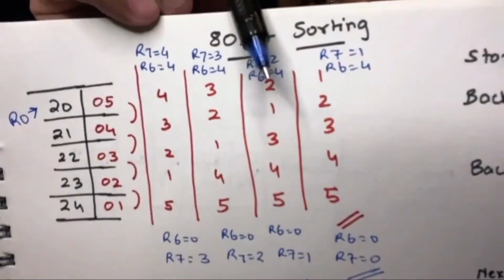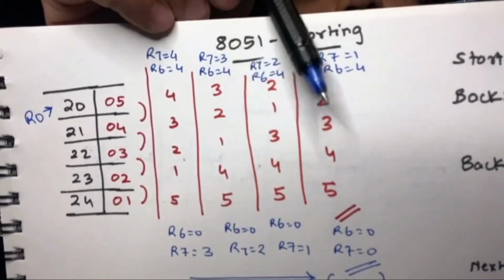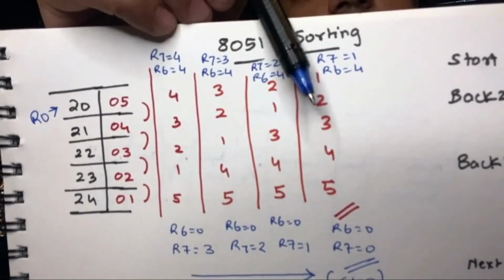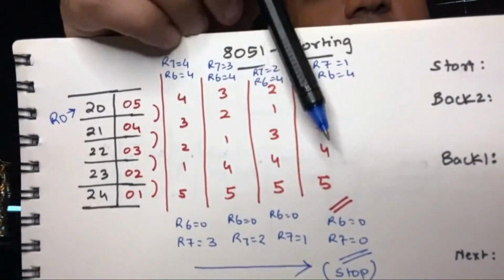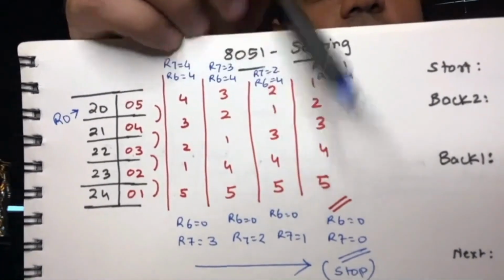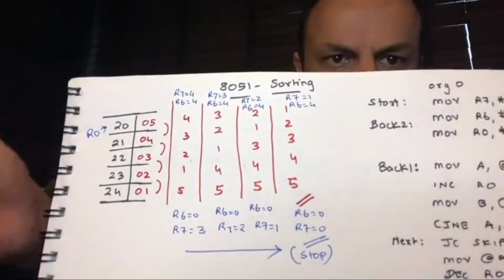Go back. Now compare 2 and 1. Are they in the correct order? No. Interchange them. You'll get 1. This will become 2. You'll compare 2 and 3. Correct order. 3 and 4. Correct order. 4 and 5. Correct order. 5 will remain as it is. This is your final series.